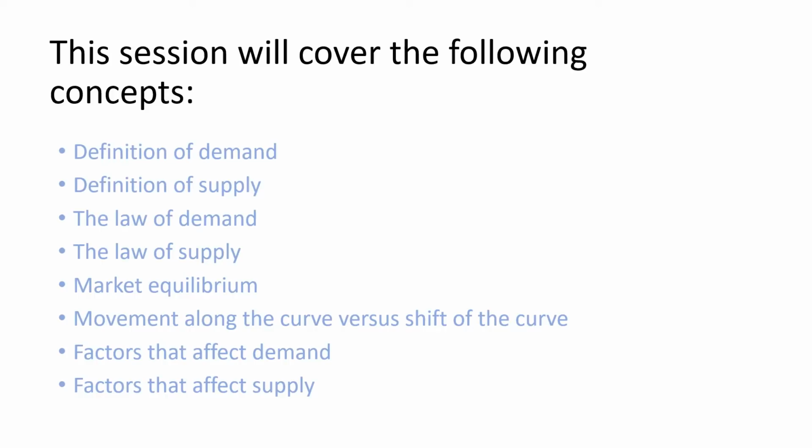In this session, we will cover the following concepts: the definition of demand and the definition of supply as well, the law of demand, which explains the relationship between the price and the quantity, and the law of supply, which represents the relationship between the price and quantity, market equilibrium, movement along the curve versus shift, when we have a movement and when we will have a shift, factors that affect demand and factors that affect the supply curve.